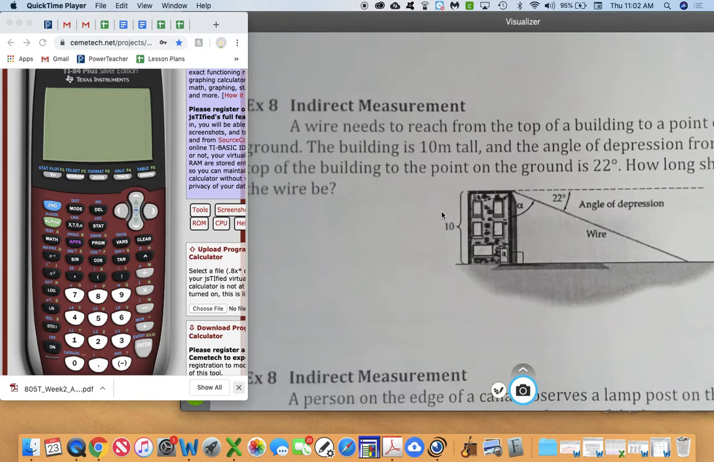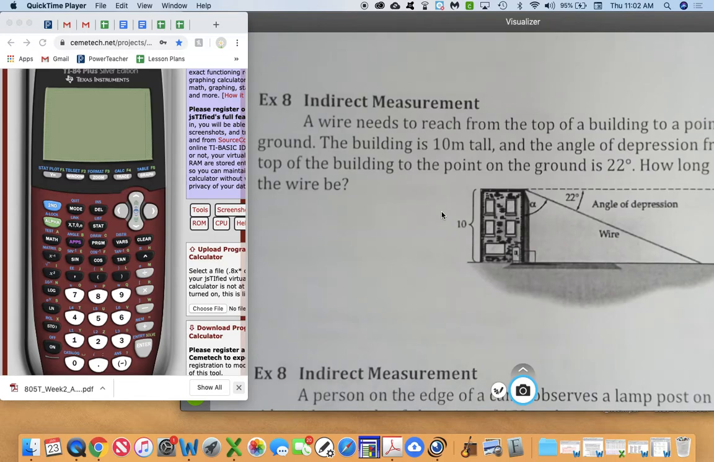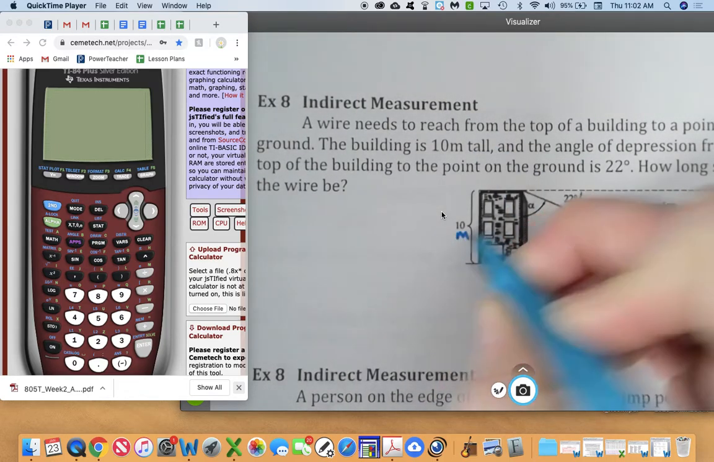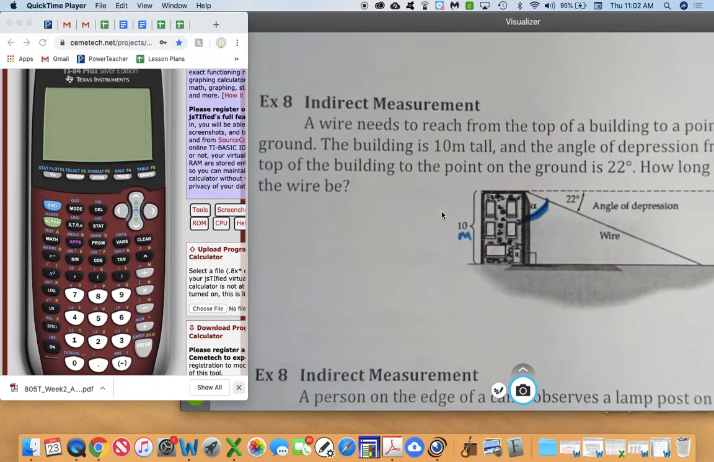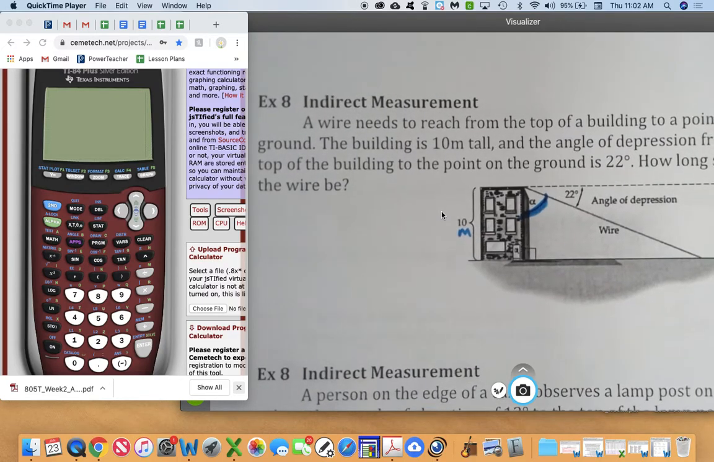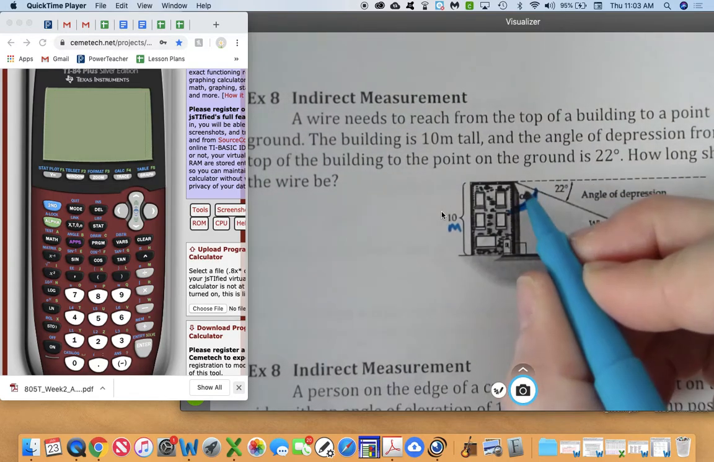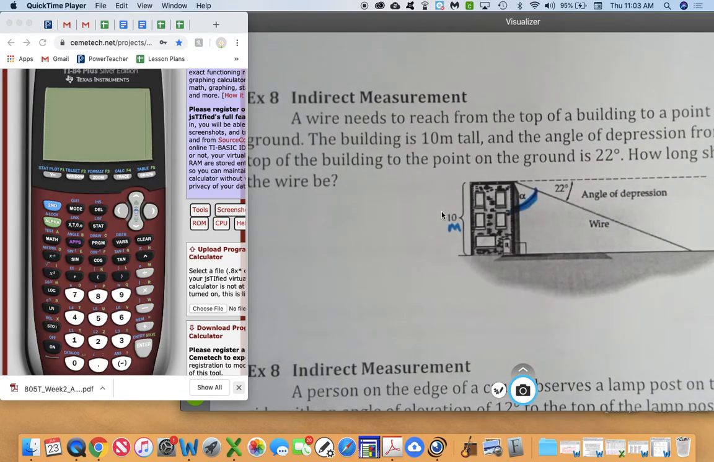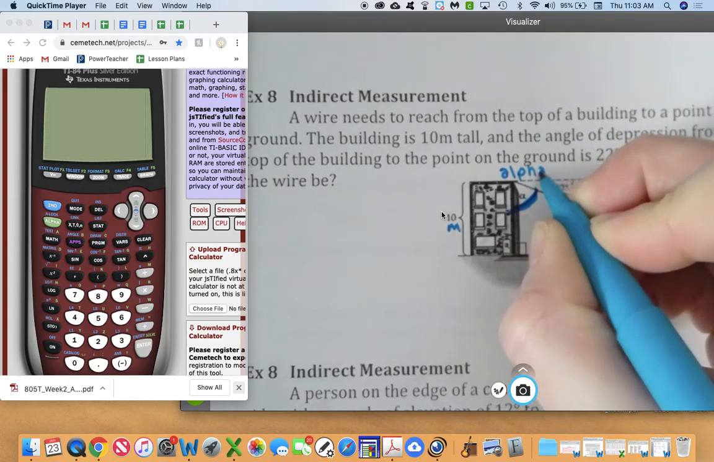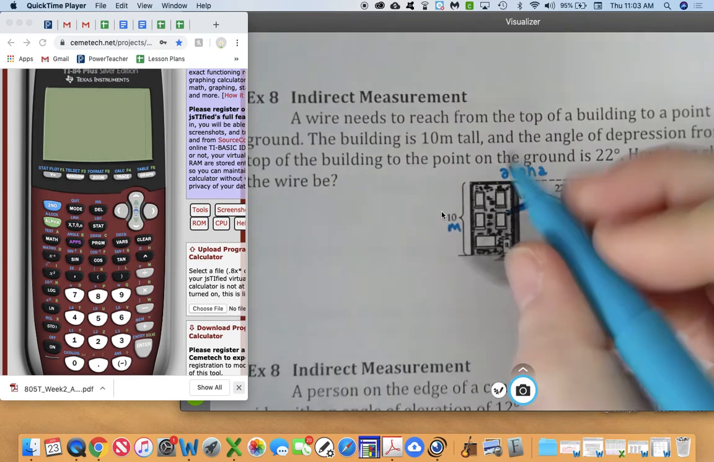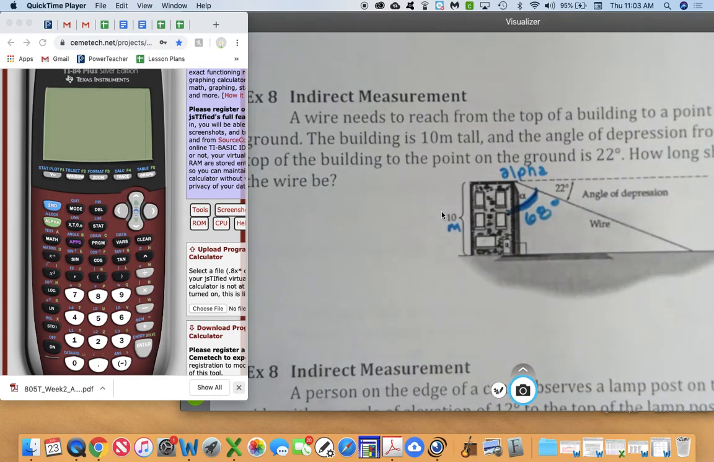Top 8 here. Is this in feet? Meters. 10 meters. What's this angle right here? Are you asking for alpha? It's 68. How do you know it's 68? Because you subtract 22 from 90. 90 minus 22 is 68.